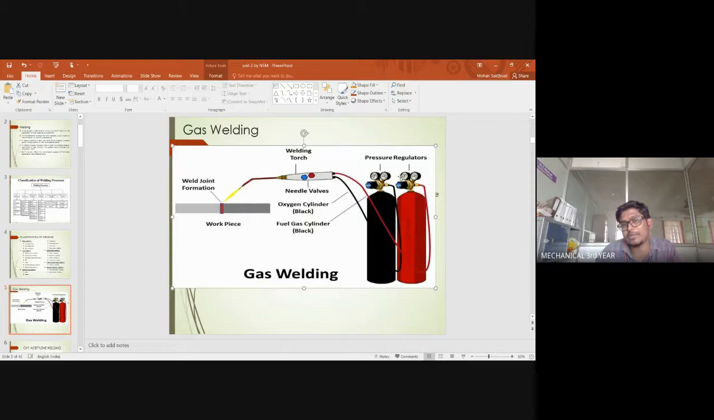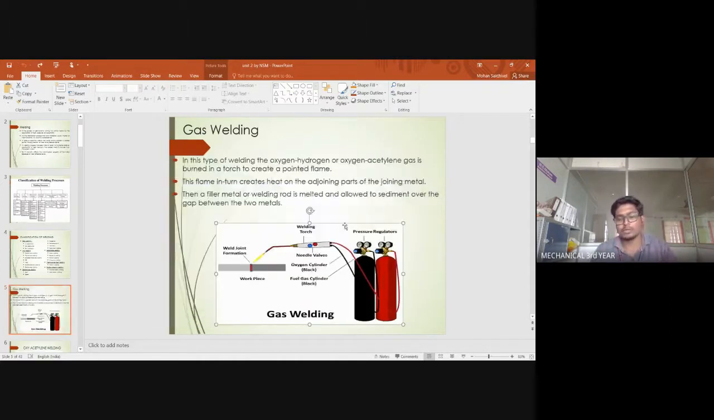That is why we have four different gauges over here, two gauges in each cylinder. One is for maintaining the working pressure, and the other is for noting down the gas pressure. Okay, can you understand what I'm saying? So let us move on to the next slide.